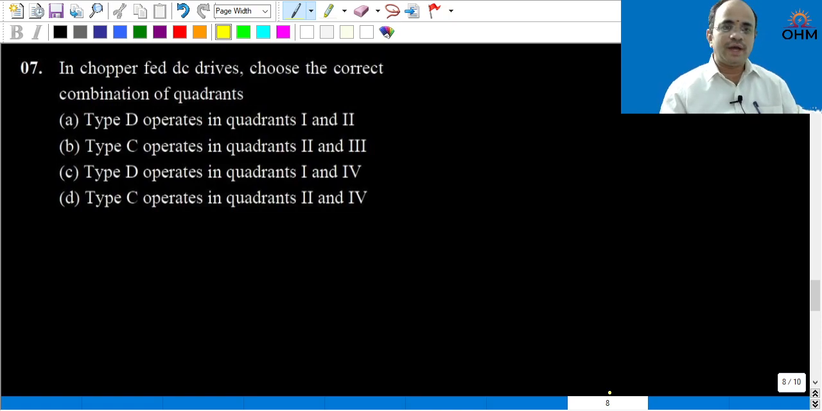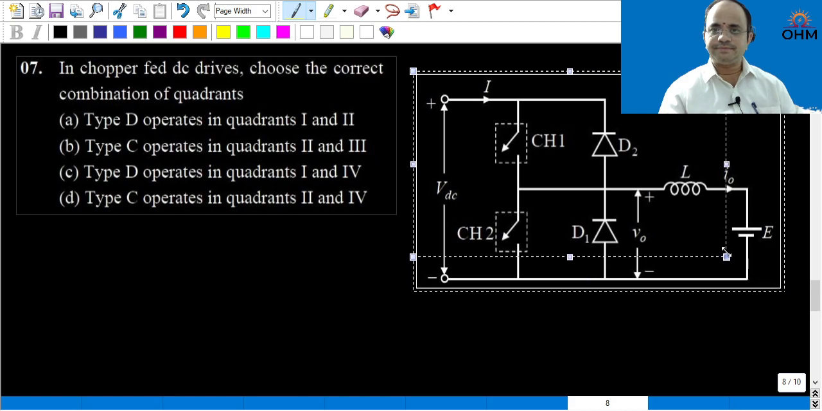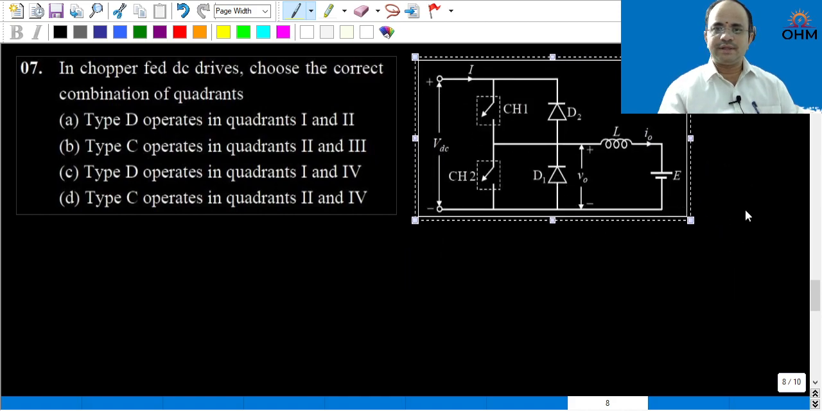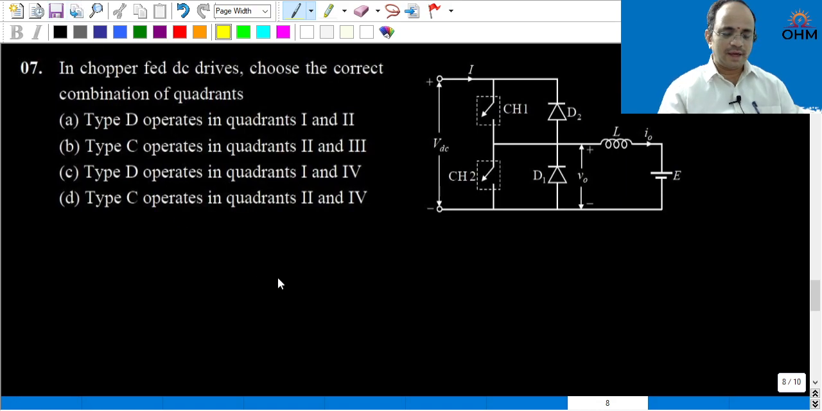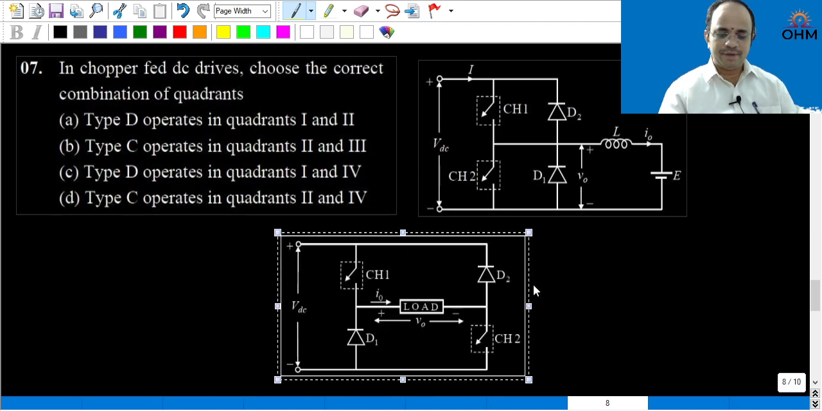Now let us look into another one. This is from the Chopper chapter. In chopper fed DC drives, choose the correct combination of quadrants. Just at a glance, I can understand it is given from type C and type D choppers. If you are able to recollect the circuit diagrams for type C and type D choppers, then you can easily answer this question. Just for your quick understanding, I have shown here the circuit diagram for type C, and the type D chopper.